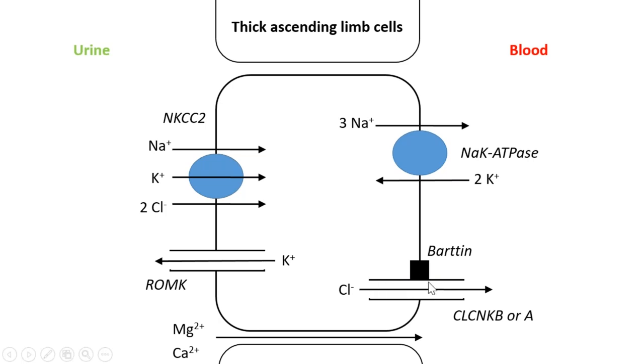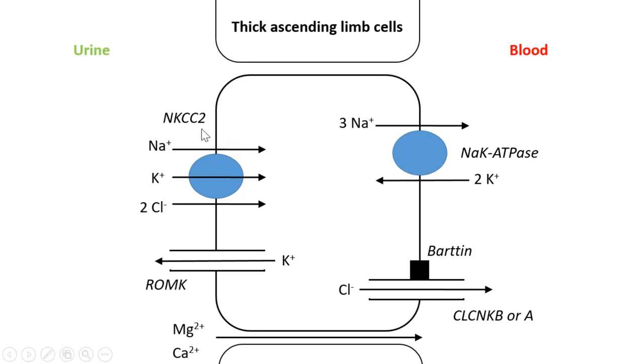And then here we have a channel to allow, through passive diffusion, the reabsorption of chloride into our bloodstream. And this is called the Barttin protein, which also allows for this channel to work properly.